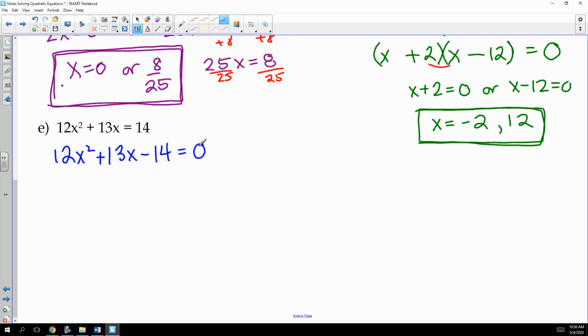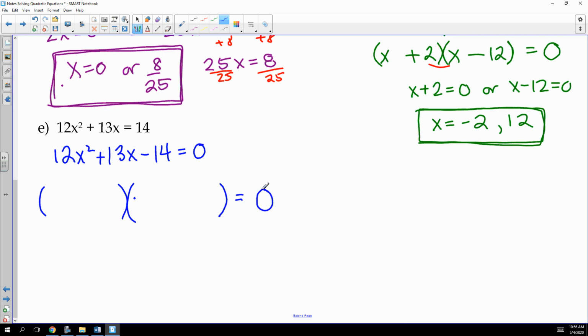All right, why is this a little more complicated? Well, first thing I notice is there is no greatest common factor, because although 12 and 14 have a common factor of 2, 13 does not. And then the next thing is that there's a coefficient in front of the quadratic term, so that 12 in front of the x squared makes it a lot harder for me to figure out what should go in parentheses. But we're just going to use guess and check a little bit. If the guess and check doesn't work for you, then you're going to like using the quadratic formula, which we're going to talk about next in just a minute.